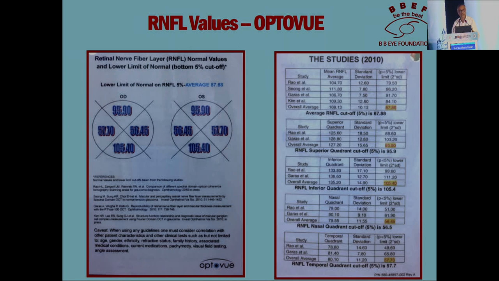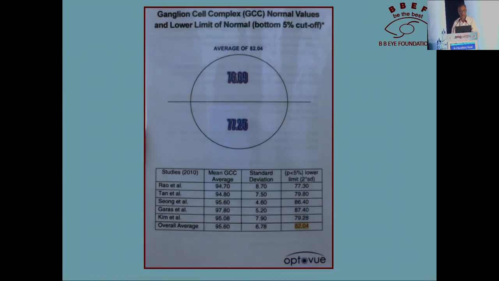This is the average from studies of 2010. In the ganglion cell complex, these are the lower limit of normal values. Again, this is the average, more or less. In the superior it is 76.69, and inferiorly 77.25. Again, the lower part is always the thickest part.